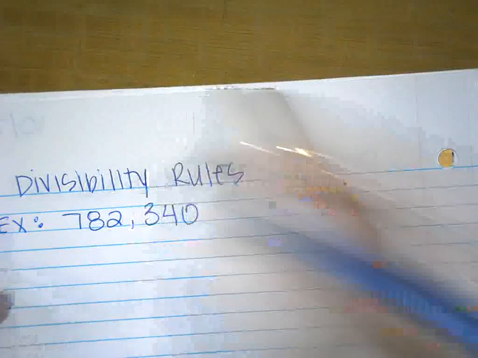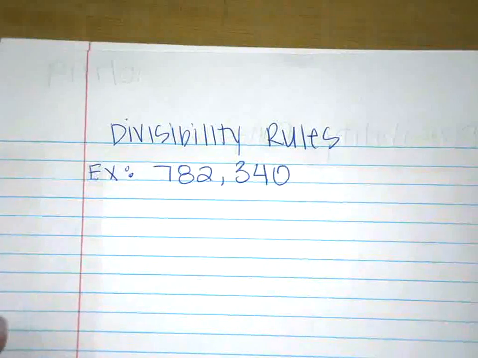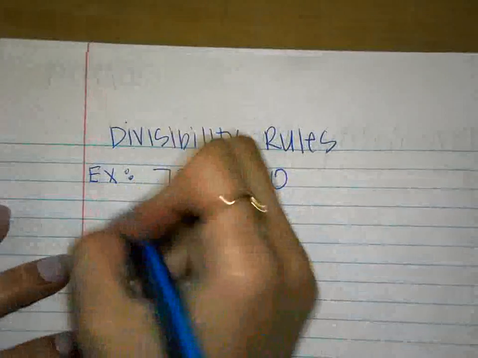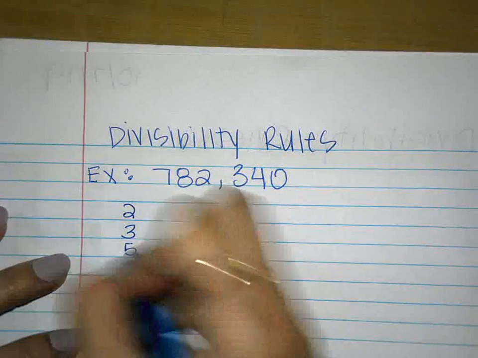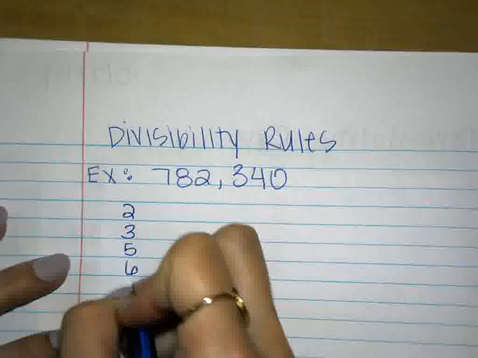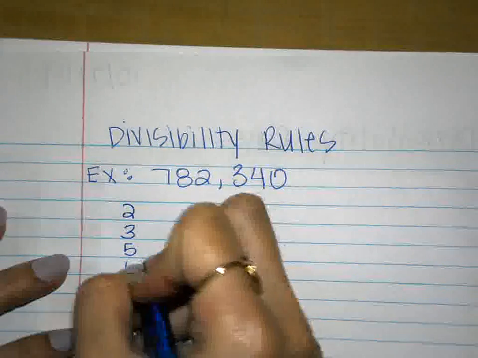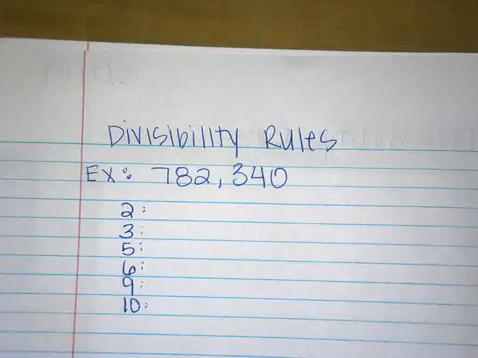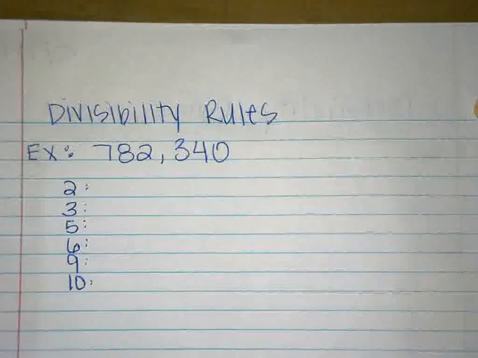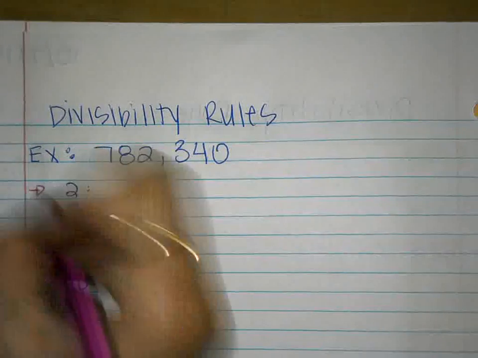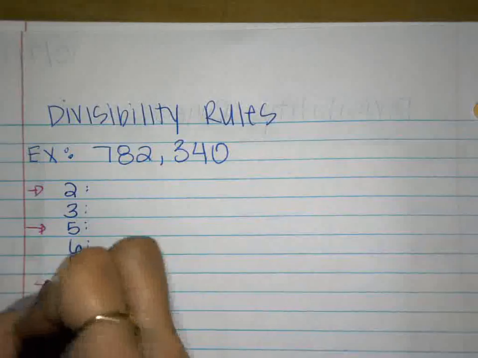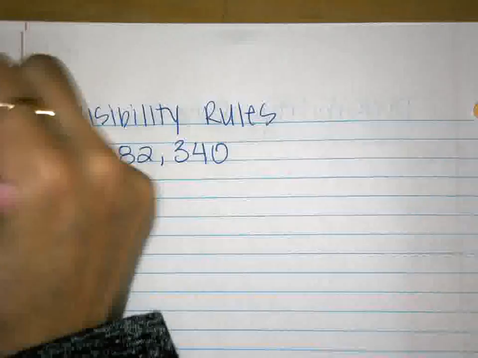So, here's our first number, 782,340. I want to know, is it divisible by 2, by 3, by 5, by 6, by 9, and by 10. These are the only ones we are checking, so these are the only ones that I want you to figure out. So the easiest ones to do are to do your 2, 5, and 10 first.